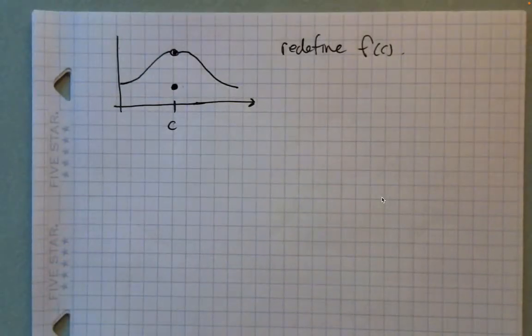Okay, so these are kind of the easy discontinuities. They're the discontinuities where you basically have a single point out of place, or a single point that doesn't exist.